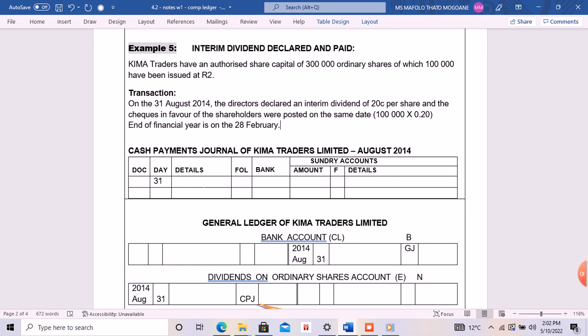Under the CPJ we can say, what do we pay for? The amount is for dividends. So how much is the amount? Remember, it's 100,000 times 0.20, which equals 20,000. So for the amount you can just say 20,000, and then for the details you can say dividends on ordinary shares.